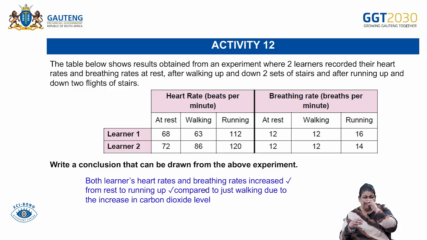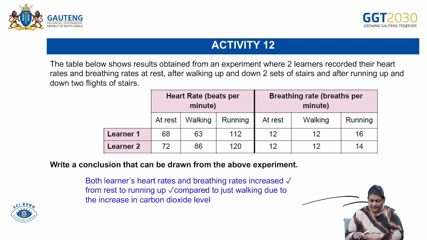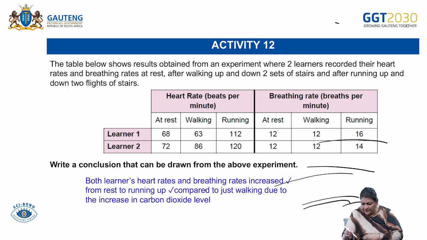So the conclusion is that exercise or strenuous activity like running will always increase the heartbeat and breathing rate per minute due to the high levels of CO2 that accumulate when a person is active, and this cannot remain in the body. Okay. The next one. Okay, here. Let us erase that.